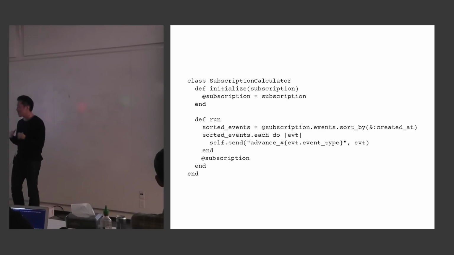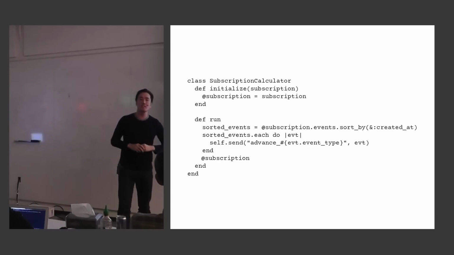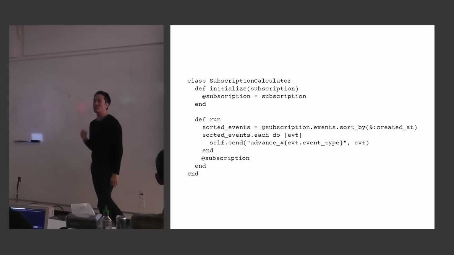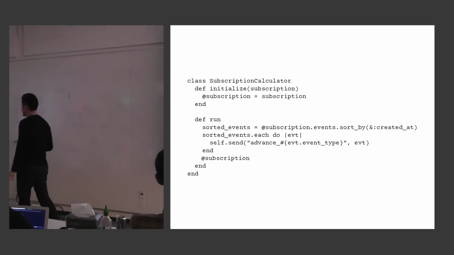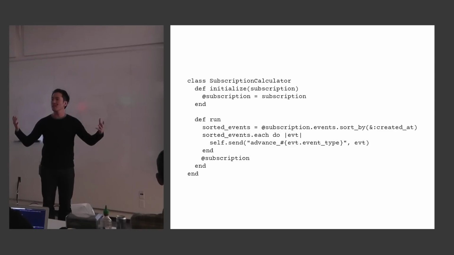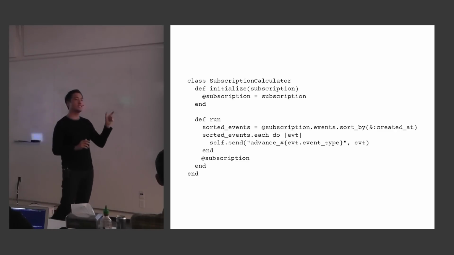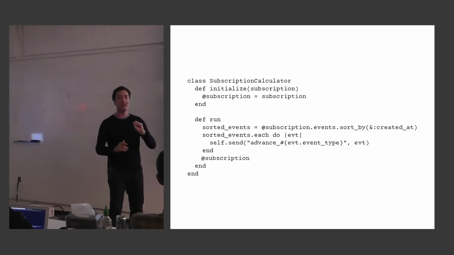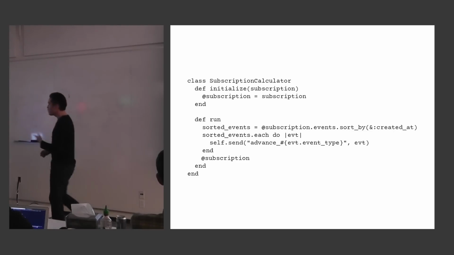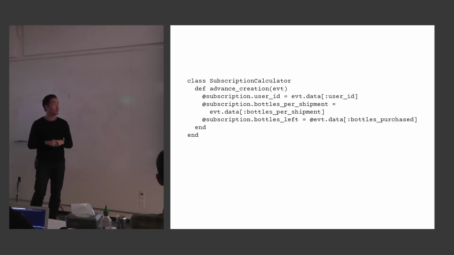What's going on inside the subscription is pretty simple, actually. During the run method, it looks for all the events attached to that subscription and sorts them by creation time. And it runs them using that self.send advance_event_type. That's like the lovely dynamic stuff you get out of Ruby. So you're kind of setting yourself up to say, whatever kind of event type there is, I need to have a method called advance_whatever, right? And you run it on the subscription. In this case, you've got advance_creation.